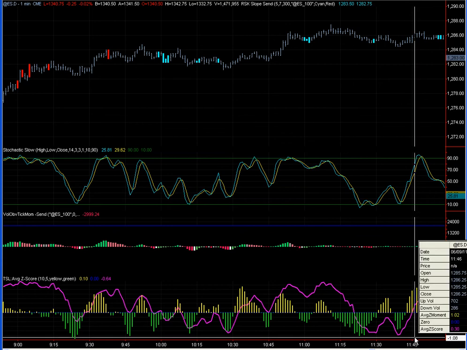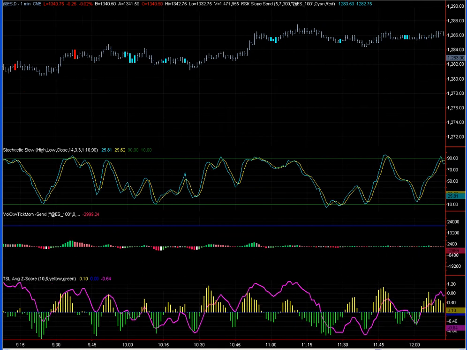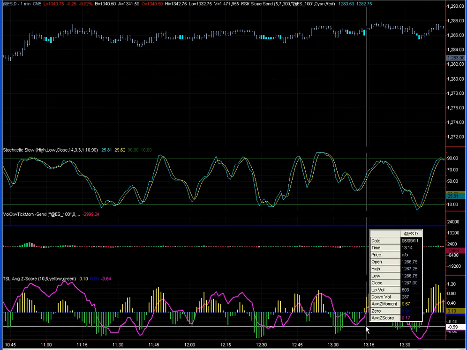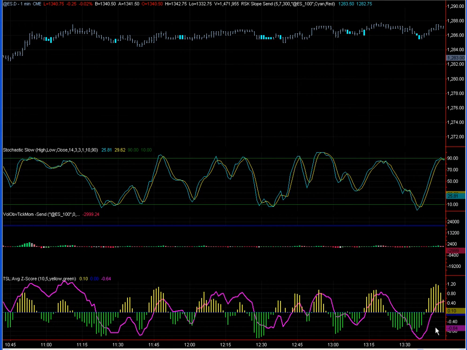Again, right in here, right in there, or right in there, or in here, or in there. Now that's on a 1-minute chart. Watch what happens when we turn this into a tick chart.